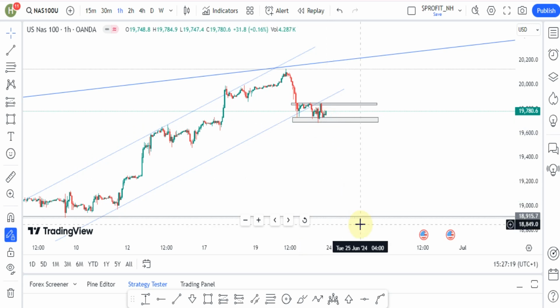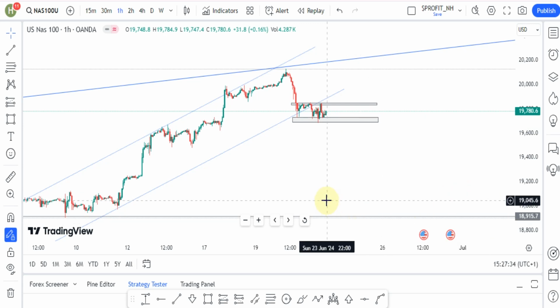And I've told you guys that for you to do this, you should always be waiting for a confirmation from maybe the 1 hour time frame. In most cases, I normally wait for confirmations from the 1 hour time frame because that's the most powerful and the most effective for me. So that's the NASDAQ market.